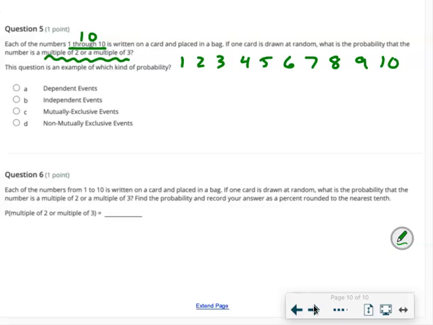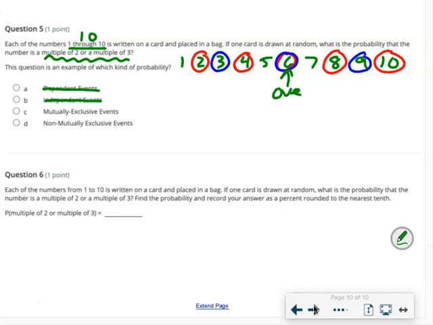All right, this is an "or" problem again, which means it can't be independent or dependent. We have to see, can these things happen at the same time? So I'm going to circle all the multiples of 2: 2, 4, 6, 8, and 10. Now I'm going to circle all the multiples of 3: 3, 6, and 9. If you notice right here, we circled 6 with both colors, which means 6 is a multiple of 2 and a multiple of 3, which means there is overlap, which means this would be a non-mutually exclusive event, since there is overlap.